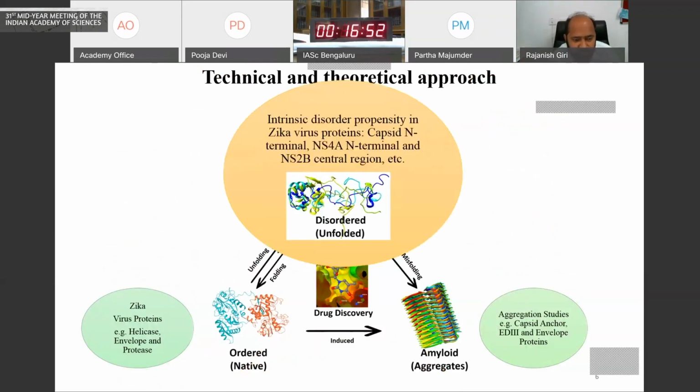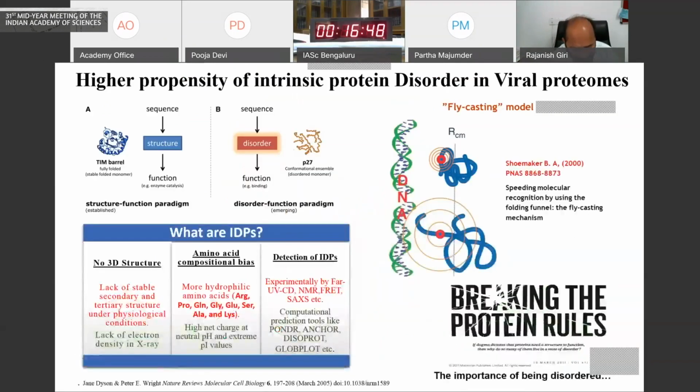The first thing was talking about the intrinsically disordered proteins. We are very well aware of the structure function paradigm, which has been well established for 60 or 70 years: if something is structured, then it is functional. But in the last 2 decades there have been discussions about proteins which are intrinsically disordered in nature, and still they are functional. There are so many such proteins, and if they are disordered and still functional, then of course there is a shift in paradigm, and this is called the disorder function paradigm.